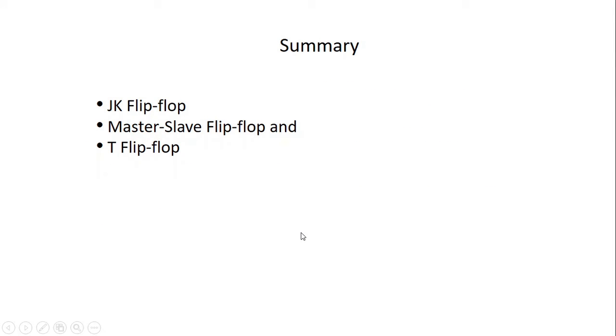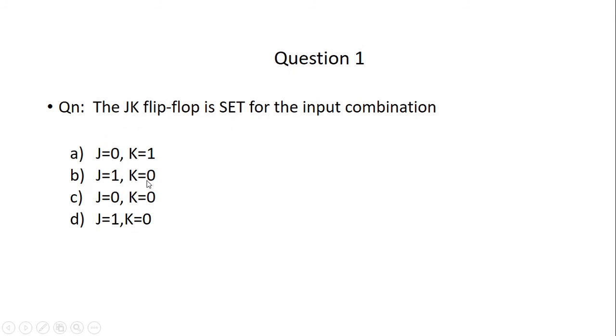So in this we have seen JK flip-flop, which is a variation or refinement of RS flip-flop, and master slave flip-flops, which is a combination of two JK flip-flops, and T flip-flops where J and K inputs are connected together. Now it's time for questions.